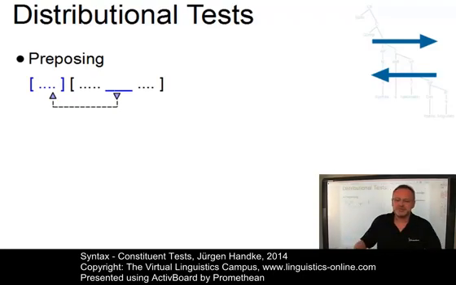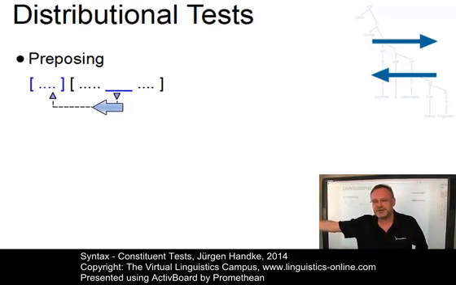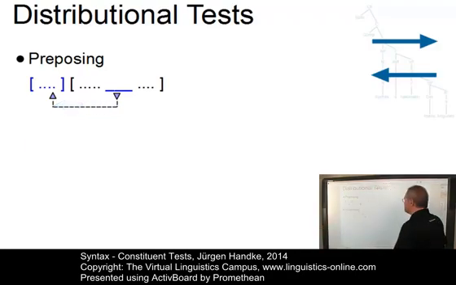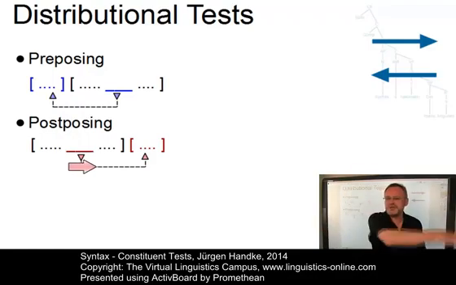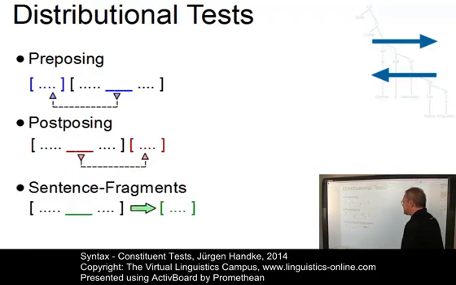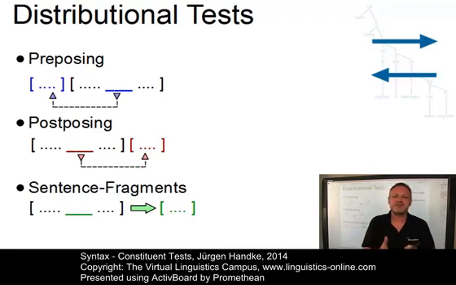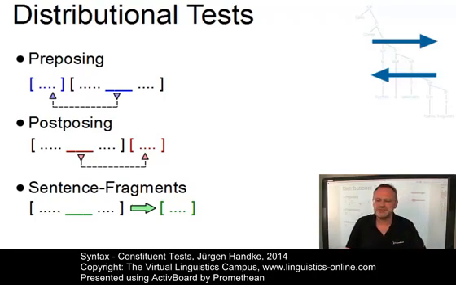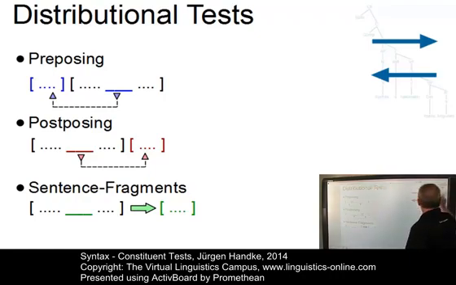The preposing test, that is, we move items to the front and test whether the result is grammatical. The postposing test, we move items to the back and test whether the results are grammatical. And the sentence fragment test, where we isolate parts of sentences and test whether they can stand alone. In summary, distributional evidence suggests that whole constituents and not just parts of constituents are in the focus of these processes. So let's look at preposing first.